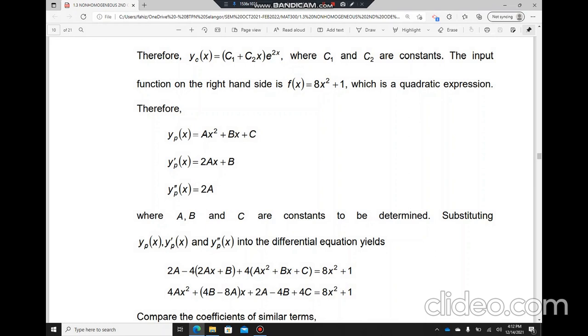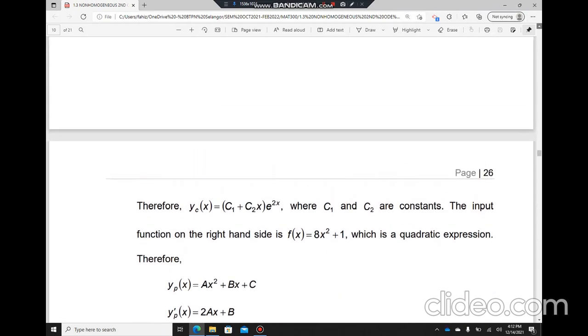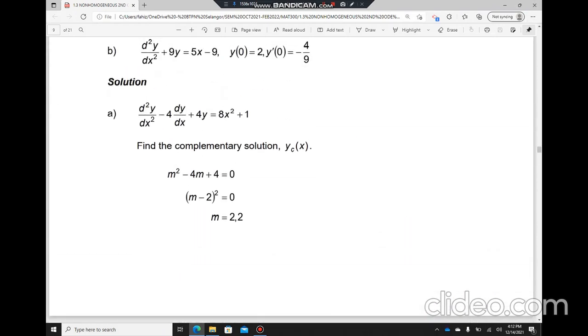Okay, masukkan balik dalam function asal kita ni tadi. Yang ni kan. Masukkan yang ni. Okay, yang ni y double prime p kat sini. Masukkan dekat y, d square y dx square, and then minus 4y prime p plus 4yp.